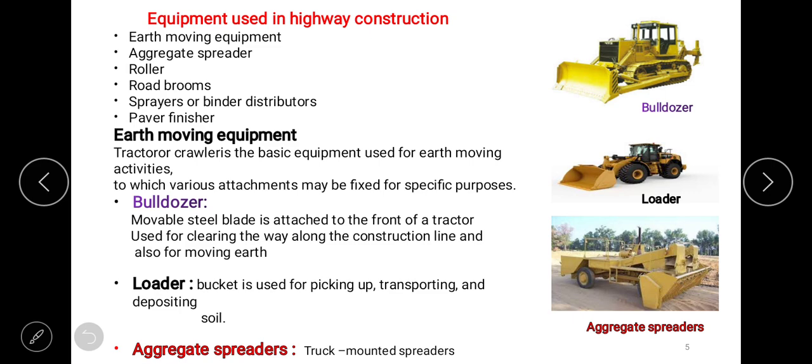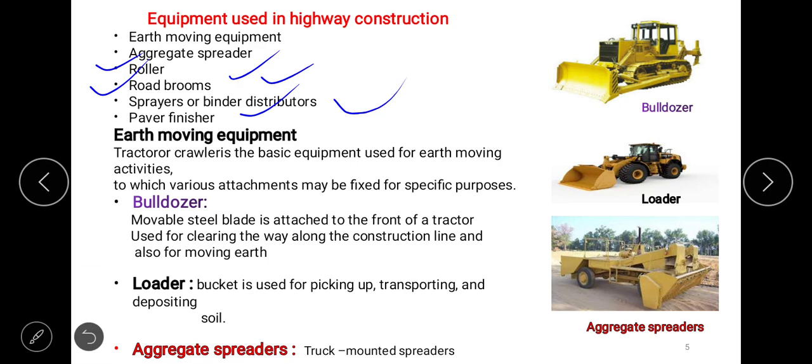Equipment used in highway construction. We are not going into detail. Everything you have studied in third year itself. We are just glancing at it or recalling them. What are the various equipment? Earth moving equipment, aggregate spreader, rollers, road brooms, sprayers or binder distributors, paver finishers. We are also required to use dumpers, tippers, etc. Even graders are used to level the spread material.